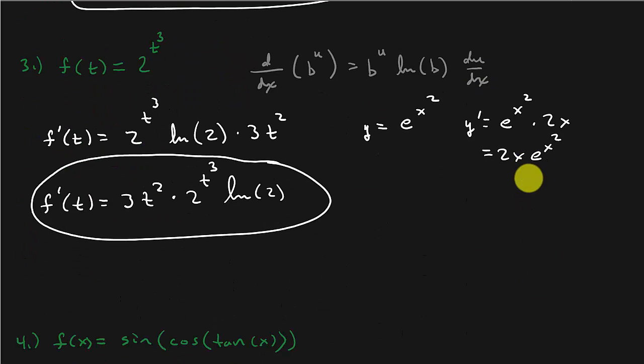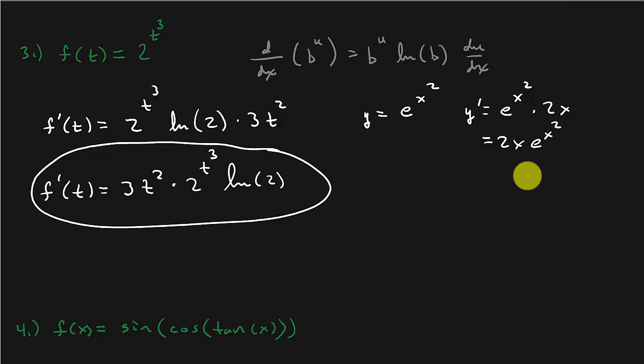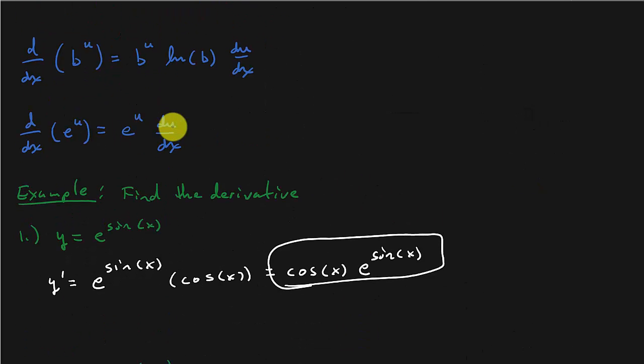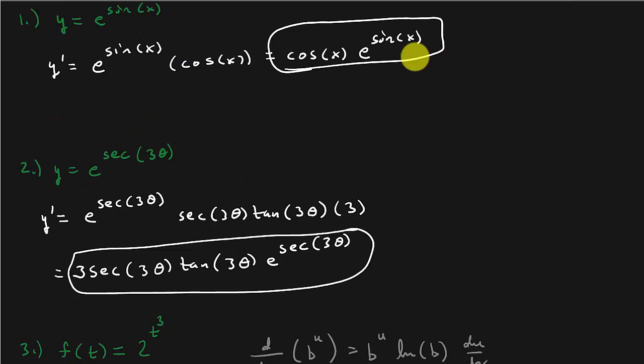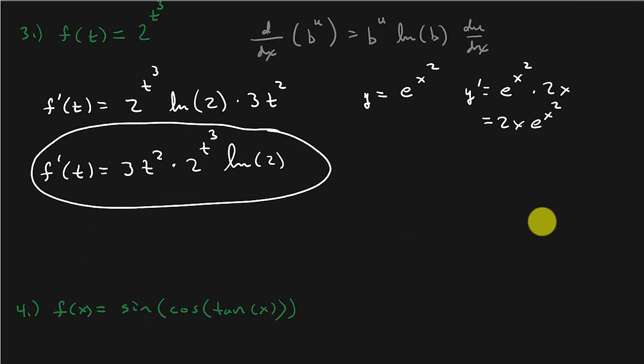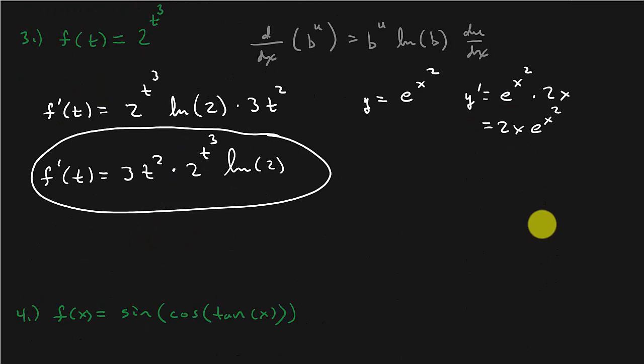So instead of using this on that e to the x squared, let's use this one instead, and I'll show you. It might help you understand the formulas a little better. So I'm just going to take the derivative of this again. So that's going to be y prime is equal to e to the x squared times the natural log of the base, which is e, times the derivative of the exponent, which is 2x.